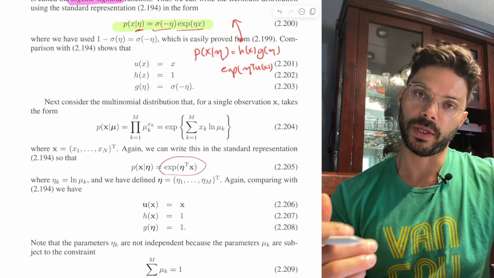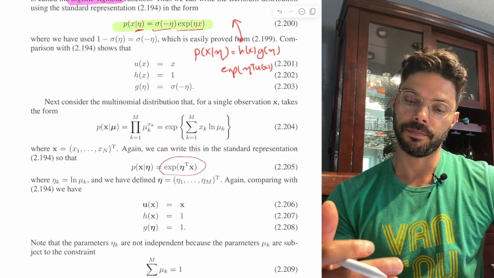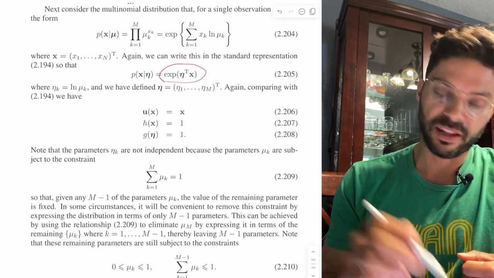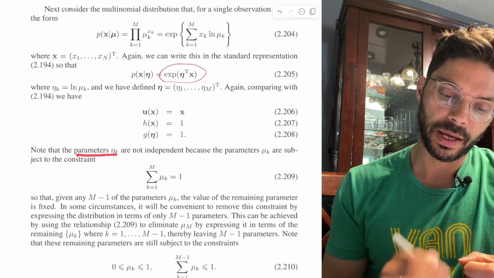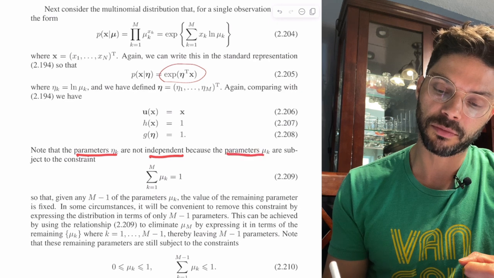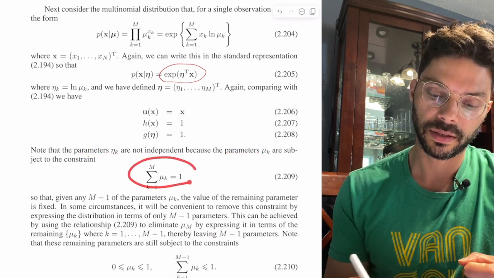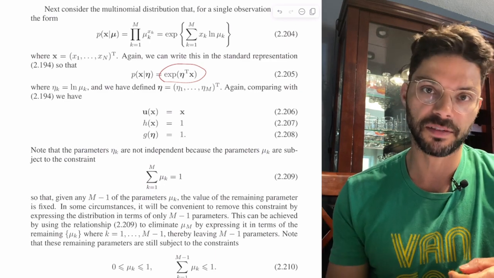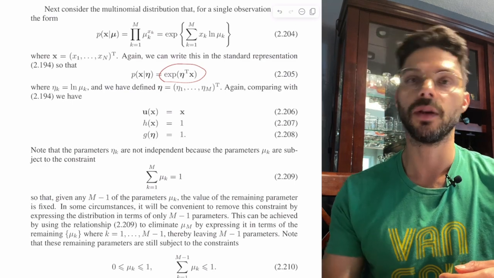Now, what's cool is we can now express it in a second way. So note that the parameters eta k are not independent, because the parameters mu k are subject to the constraint. They have to sum to 1, right? These are the probabilities. So if I tell you 5 of the 6 probabilities, you know that the last one is going to be 1 minus that.